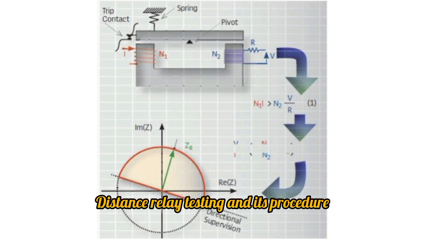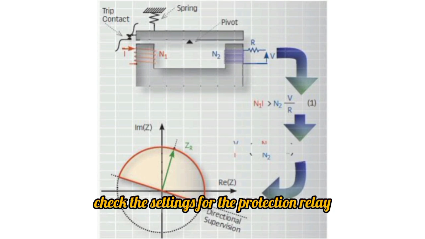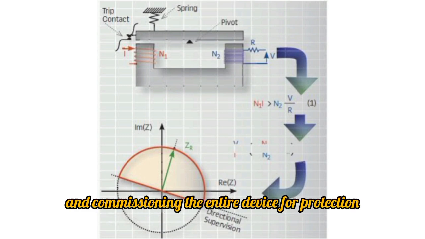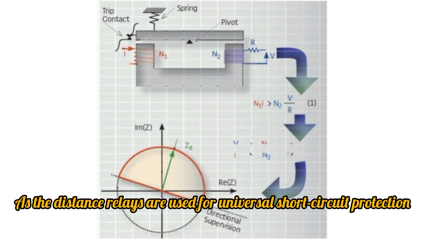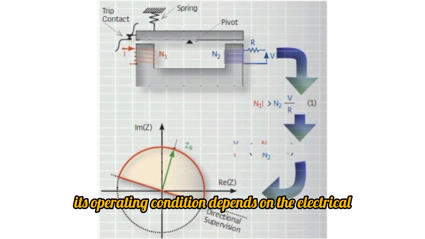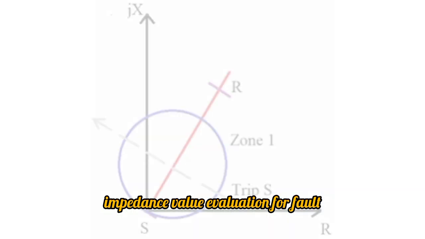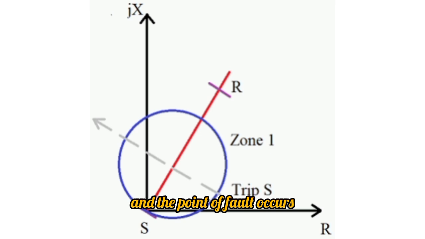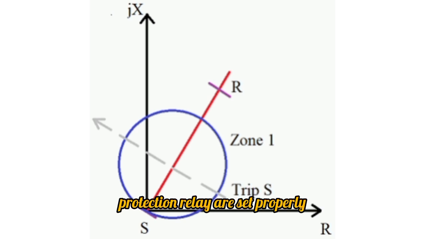Distance relay testing and its procedure. The distance relay testing is required to check the settings for the protection relay, configuration of the relay, installation, testing, and commissioning of the entire device for protection. As distance relays are used for universal short-circuit protection, the operating condition depends on the measurement of electrical quantities like voltage and current, and impedance value evaluation for the fault, which is proportional to the distance between the relay and the point where the fault occurs. Make sure that all three zones of the protection relay are set properly.